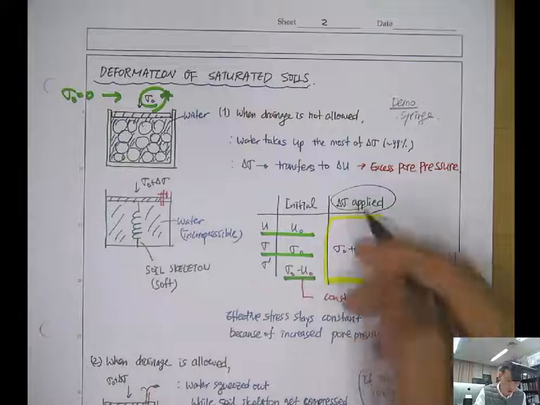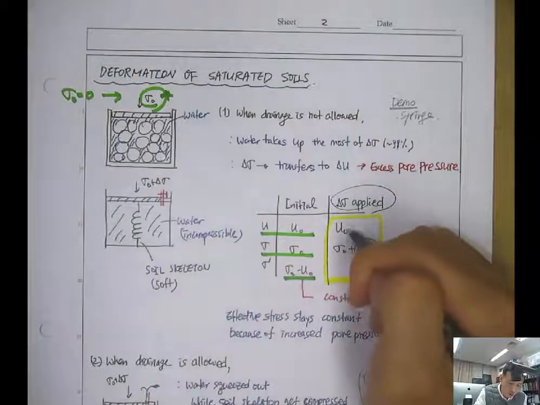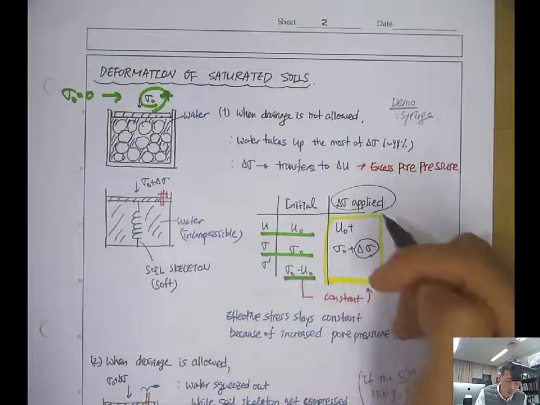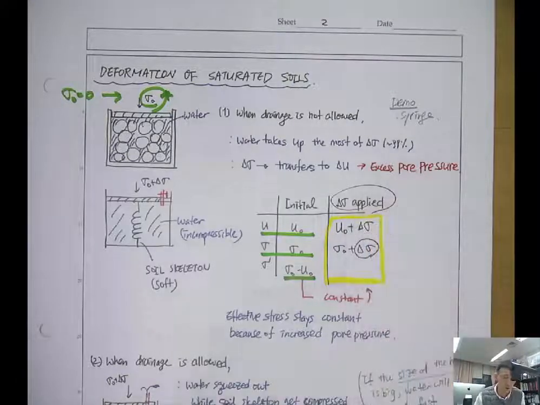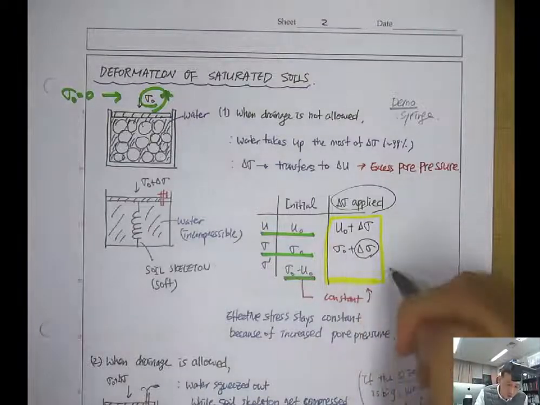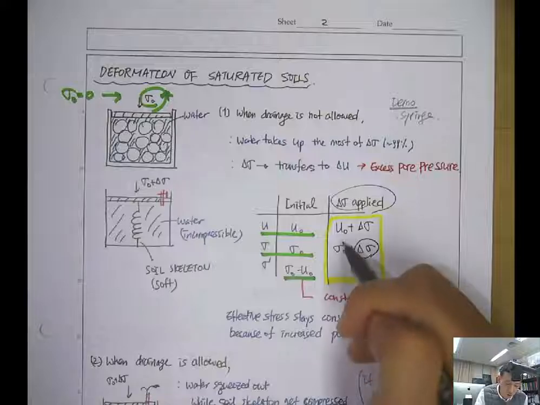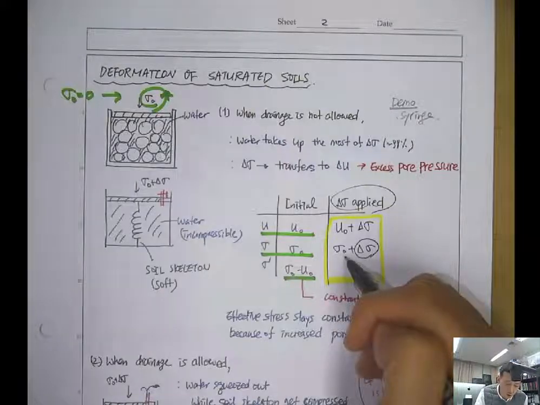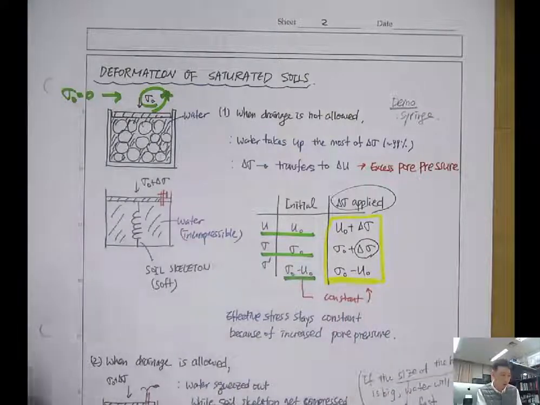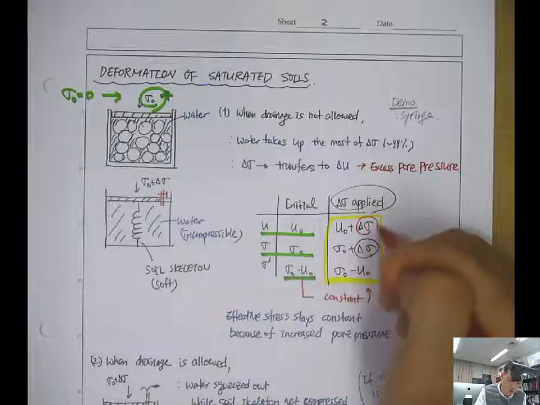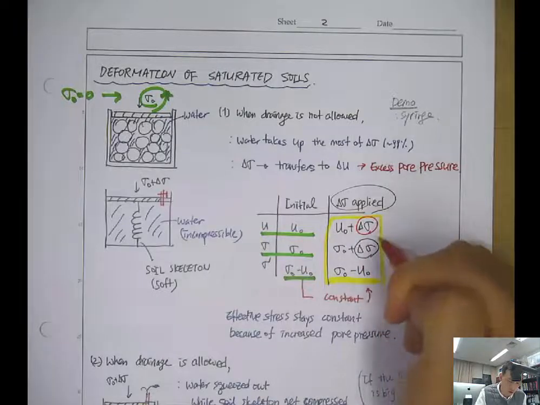Right? And because the water will take up the most of the stress, pore water pressure will increase by delta sigma. So then if you subtract the pore water pressure from the total stress, you get the effective stress. So then still it's the same, right? U naught and the sigma naught minus U naught. So this is the load increment.